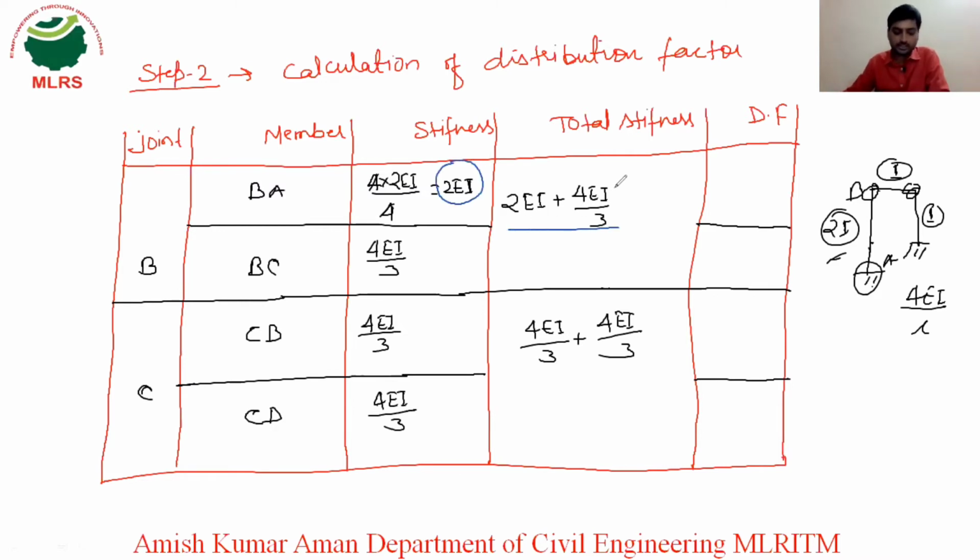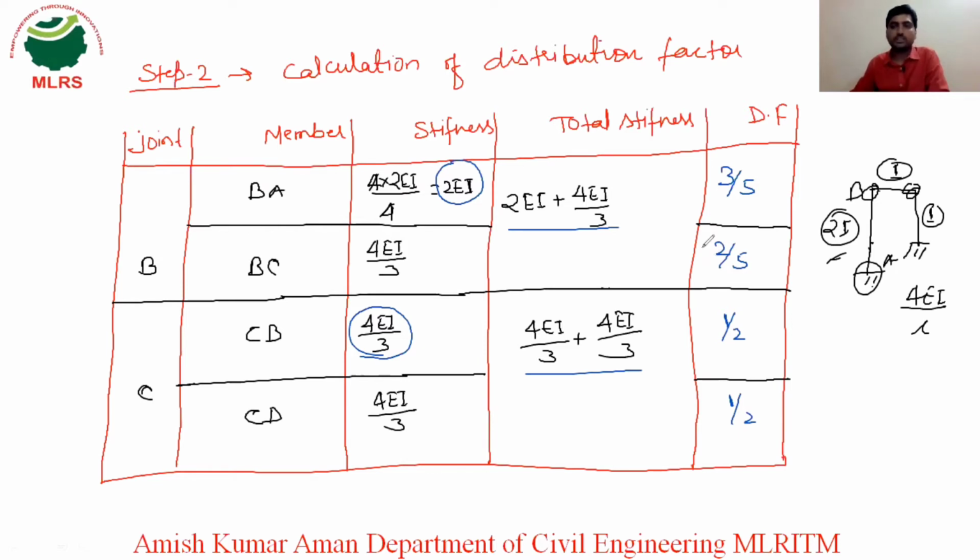So when you divide this, you will get here 3 by 5. Here you will get 2 by 5. Here you will get 1 by 2. And again here 1 by 2. If you see, this is your total, this is your individual. Since both are equal, the distribution factor will be half-half. But here they are not equal, so the distribution factor is 3 by 5 and 2 by 5. So our step 2 is also completed, that is calculation of distribution factor.